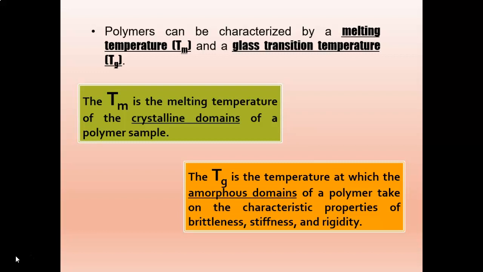Tm is the melting temperature of the crystalline domains of a polymer. So Tm is related to the crystalline domain and Tg is related to the amorphous domain. And the amorphous domains of a polymer take on characteristic properties such as brittleness, stiffness, and rigidity.